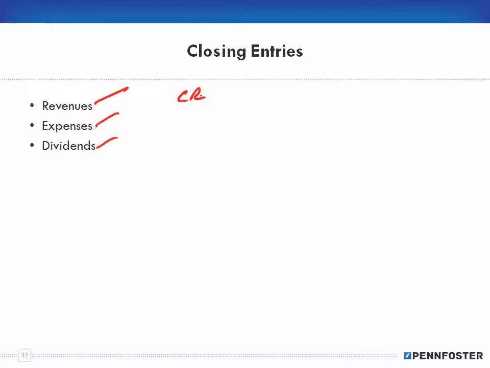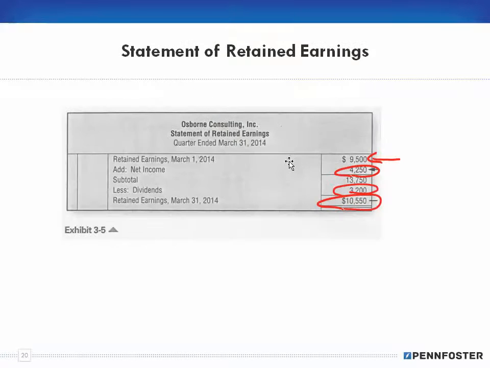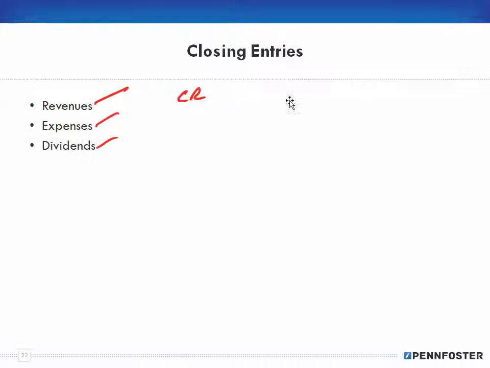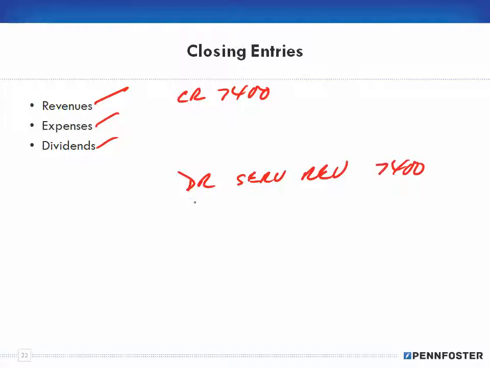So when we want to close out our revenue accounts, let's just use that as an example. We have $7,400 for our revenue, so that's a credit of $7,400. Well, to close it out, we have to do just the opposite. So we're going to make a journal entry as a debit to service revenue for $7,400, and that means we credit our retained earnings account for $7,400.